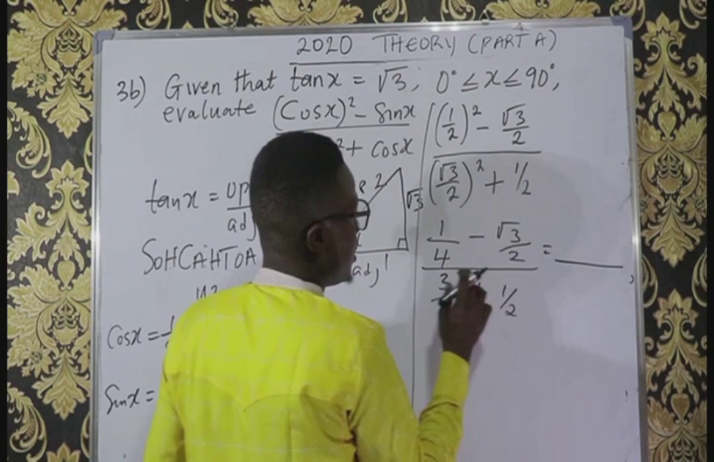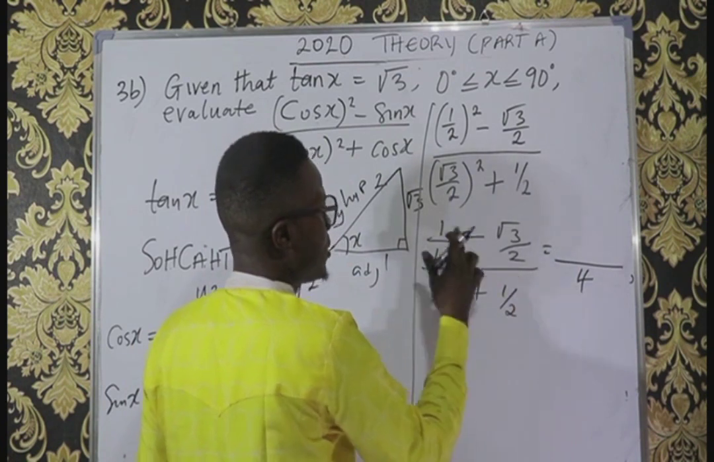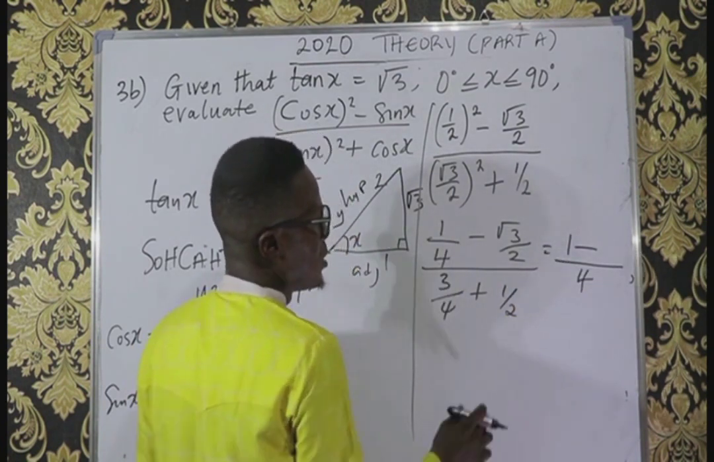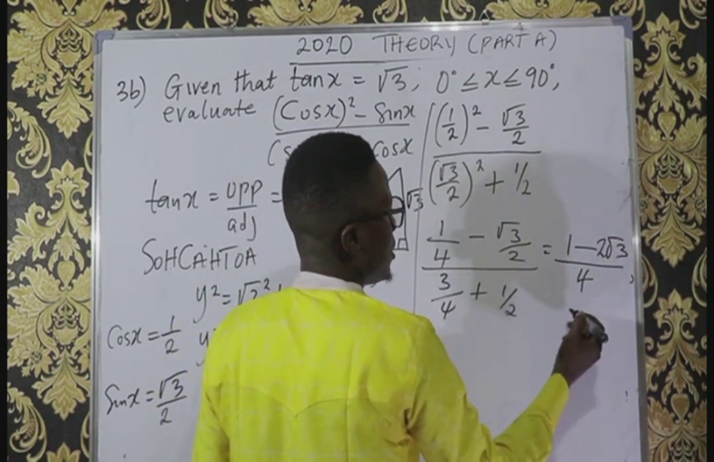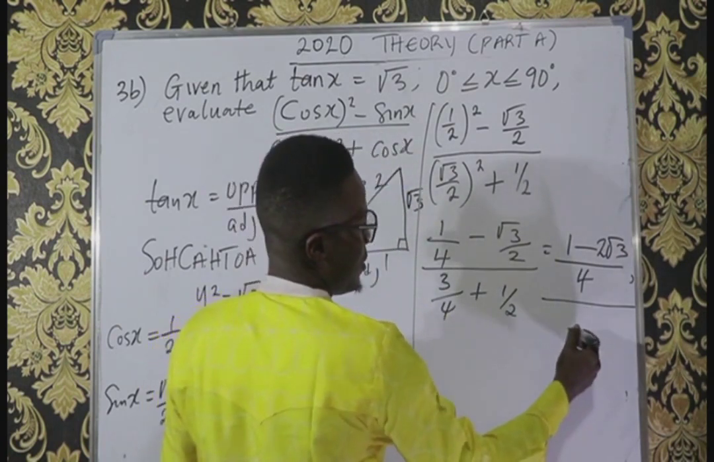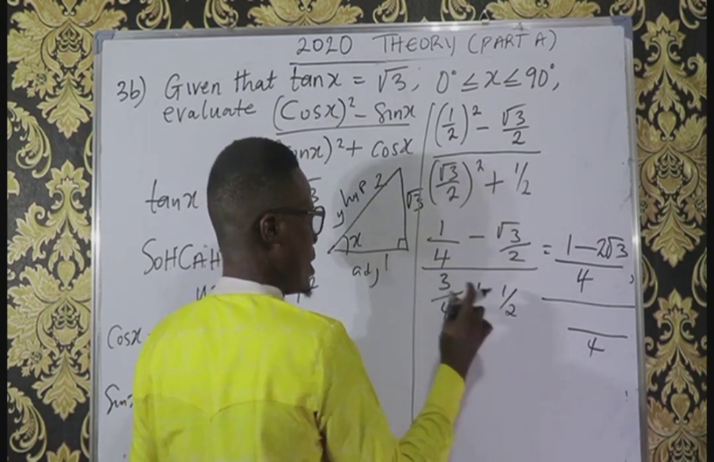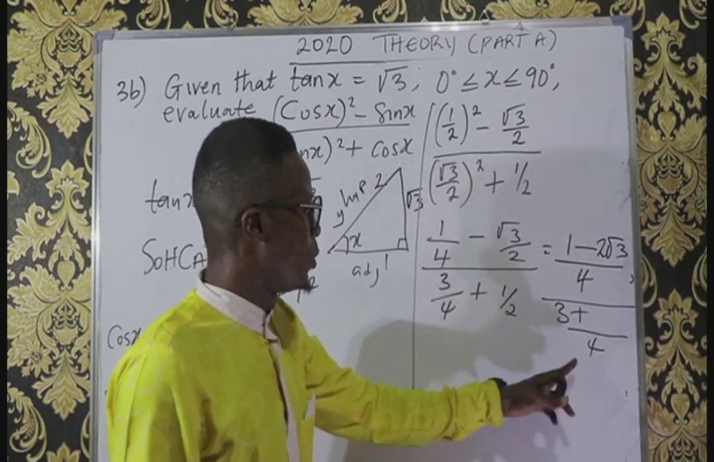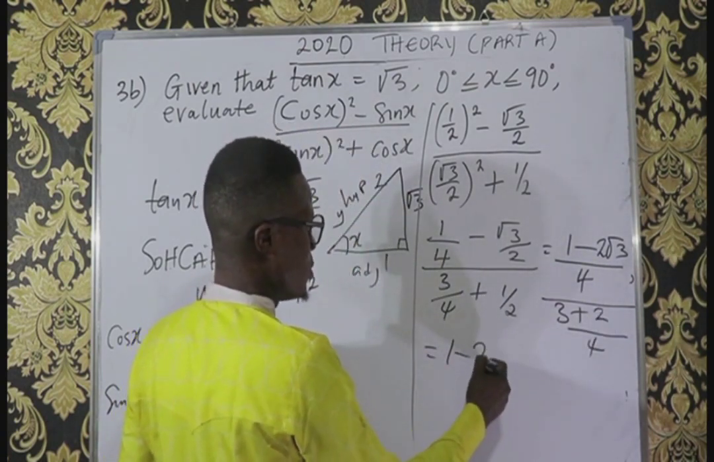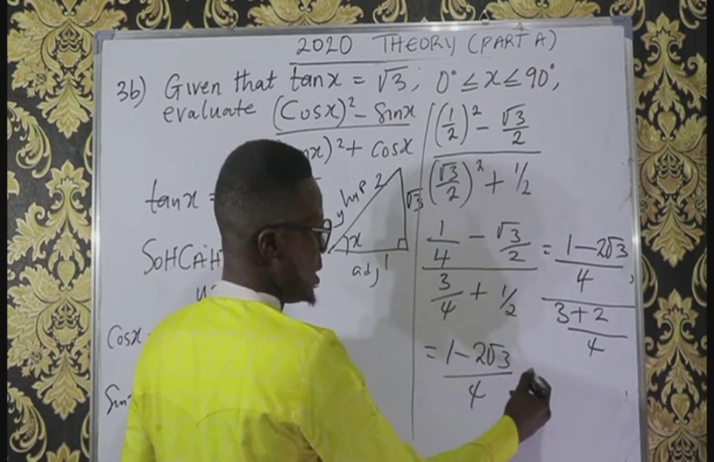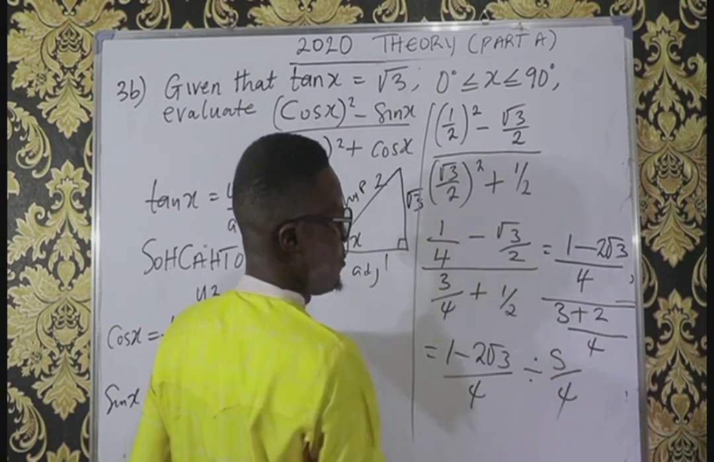Without wasting time here, the LCM of 4 and 2 is 4. 4 divided by 4 is 1, 1 times 1 is 1, minus 4 divided by 2 is 2, 2 times root 3 is 2 root 3. I will come down here. The LCM of 4 and 2 is still 4. 4 divided by 4 is 1, 1 times 3 is 3, plus 4 divided by 2 is 2, 2 times 1 is 2. So this will give me 1 minus 2 root 3 over 4, divided by, this line here is division, 3 plus 2 is 5 all over 4.